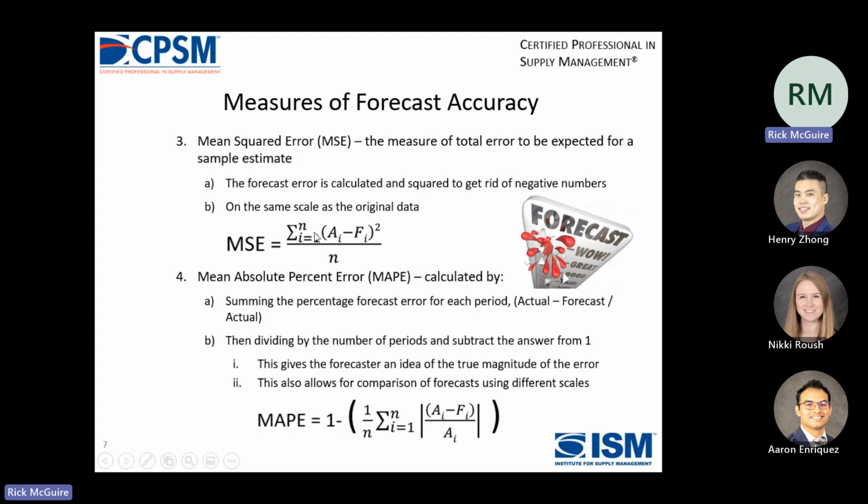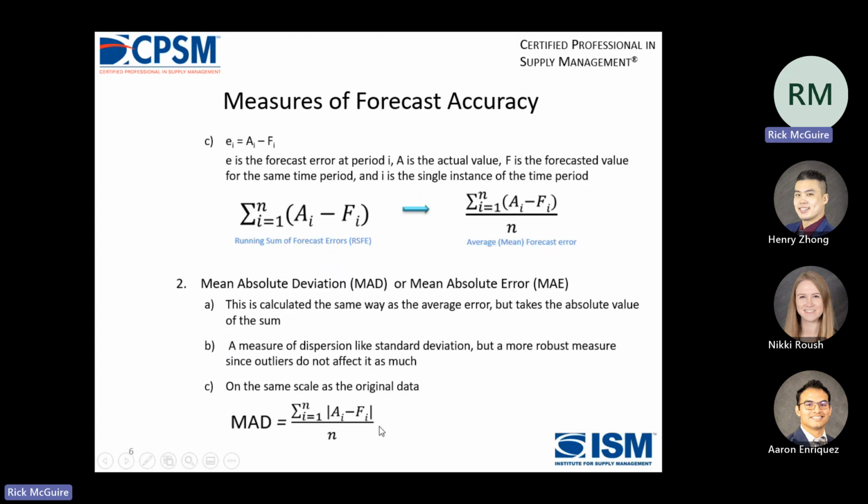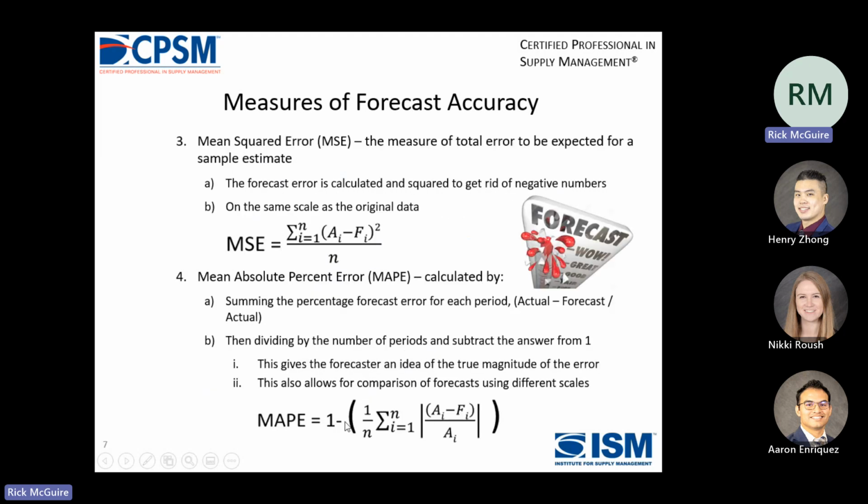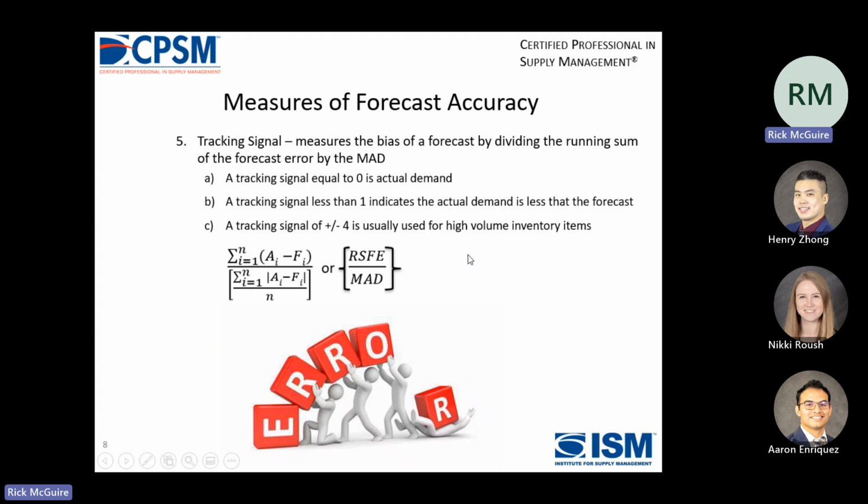So under the MAD, if you've got different scales, one's in time and one's in temperature, you can't really compare them because you're losing the numbers. But on a percentage basis, it's more comparable. So it's the same thing, running sum of forecast errors divided by the actual. You're taking the absolute value of that, going from 1 to n, and then you divide by n, and then you subtract that from 1. That is the MAPE. It's a very common error calculation used.